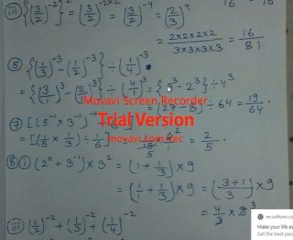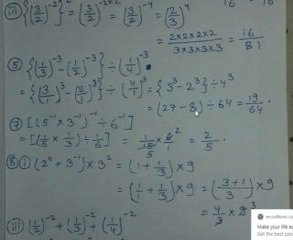So 3 cube is 3 threes are 9, 9 threes are 27, and 2 cube is 2 twos are 4, 4 twos are 8, divided by 64. So when 8 is subtracted from 27, it becomes 19. So 19 by 64 becomes the answer.